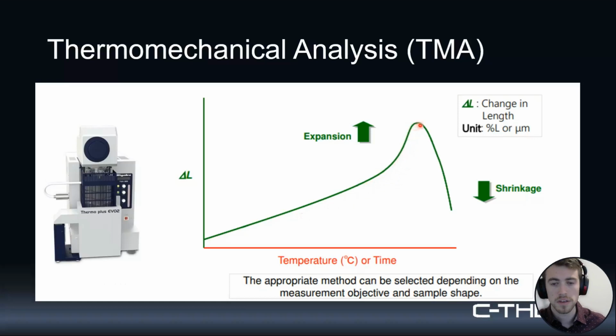And then here we can observe a shrinkage. This is known as the softening point. It's kind of when the rod that is pushing on the sample penetrates it a little bit. So although it might not happen in real life, it's what is observed by the machine, and it's been known as the softening point.